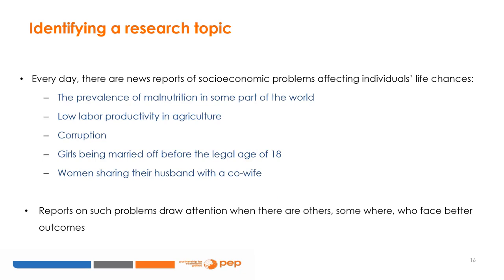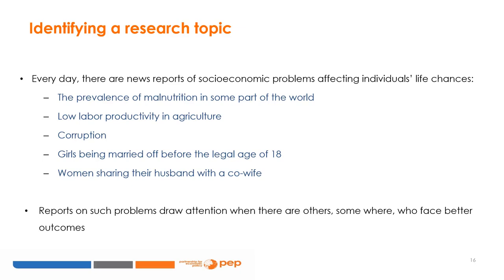This is the first and most challenging step. Suppose you followed some of the guidelines for finding a research topic as indicated above, and you believe you identified an idea. It can be something like the prevalence of malnutrition among children, low labor productivity in agriculture, corruption in procurements, girls being married off before the legal age of 18, or women's clustering in low-paid informal jobs. How do you know any of these is a good research topic? The question is relevant because one can easily get overly optimistic or pessimistic about an idea.